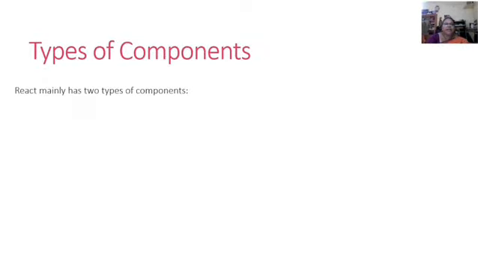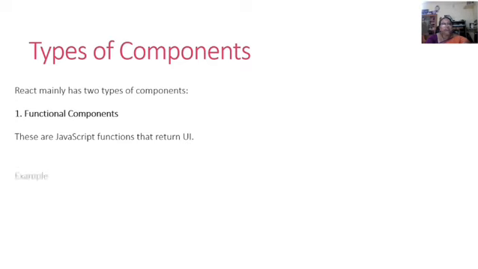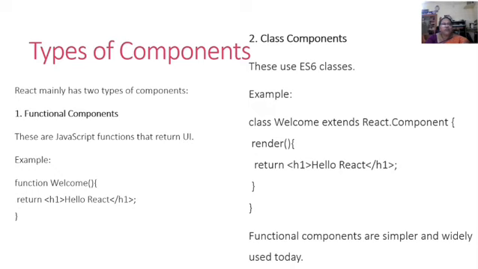Types of components. React mainly has two types of components. One is functional components. These are JavaScript functions that return UI. Example: function name, and then within the curly braces, you just give the statements. Here, return <h1>Hello React</h1> is my statement.